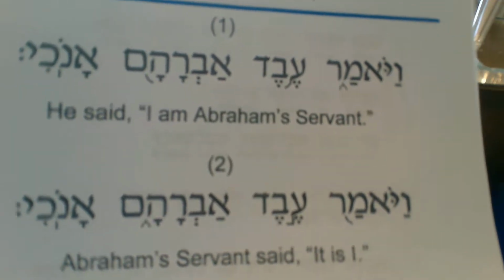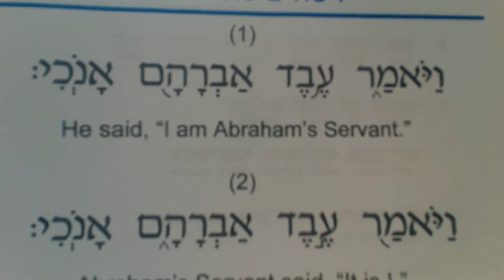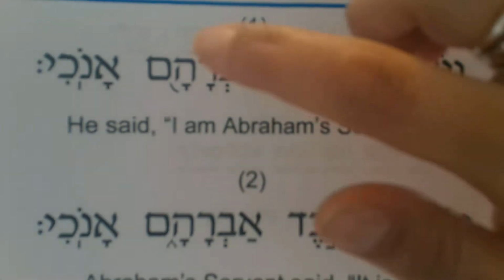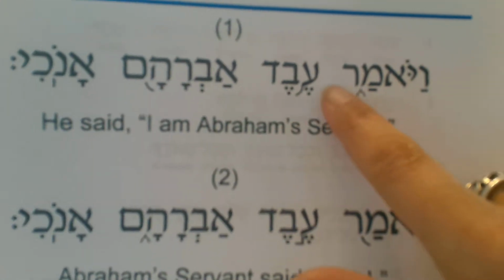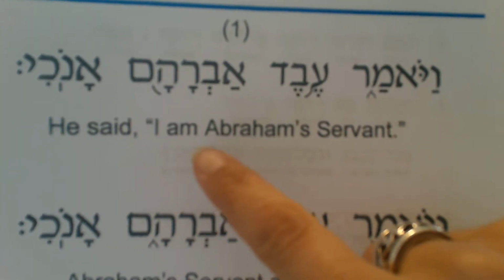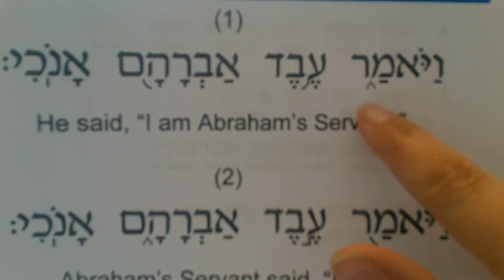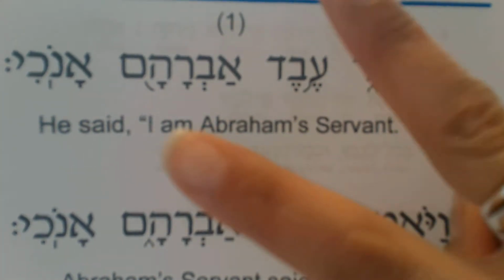Hi everybody. So I'm here showing you the Hebrew itself and wanted you to actually see what it looks like. So we have the phrasing of "he said, I am Abraham's servant," and it's being created by the trope families. So we have two trope families here.